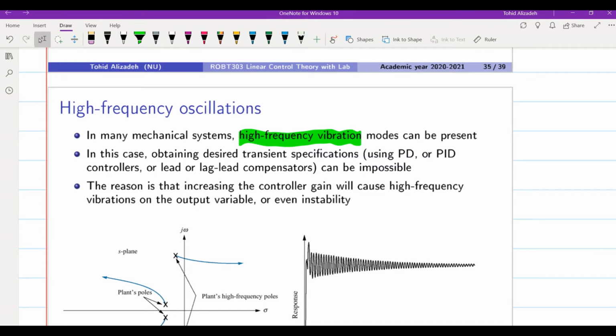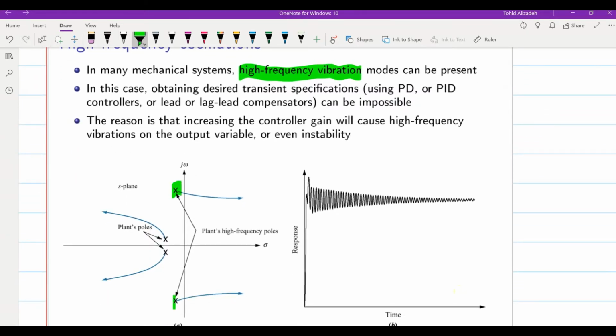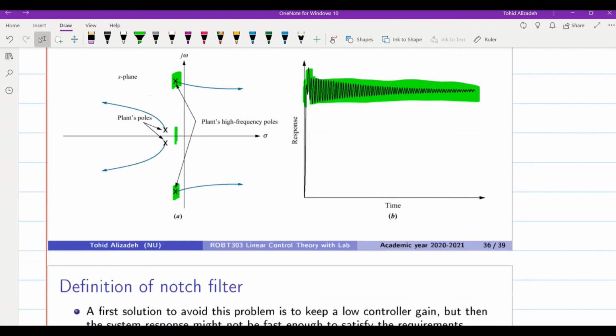the presence of the poles in the vicinity of the imaginary axis. Basically, these poles will have a small real value and they might have a big imaginary value, and they will introduce the high frequency oscillations that you can see over here. Once we have this case, designing a controller in order to satisfy especially the transient requirements will not be an easy task.